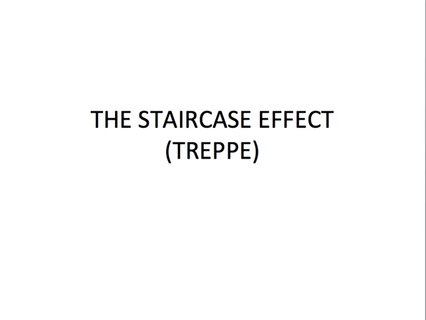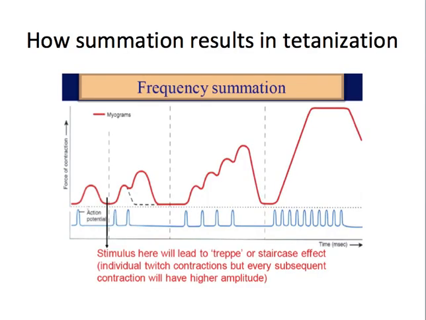This staircase effect, also called treppe, is a progressive increase in the force of contraction till it becomes constant and maximum. The staircase effect occurs when, after a period of rest, maximal stimuli are applied at a frequency below the tetanizing frequency. And warm up exercise is based on this phenomenon.